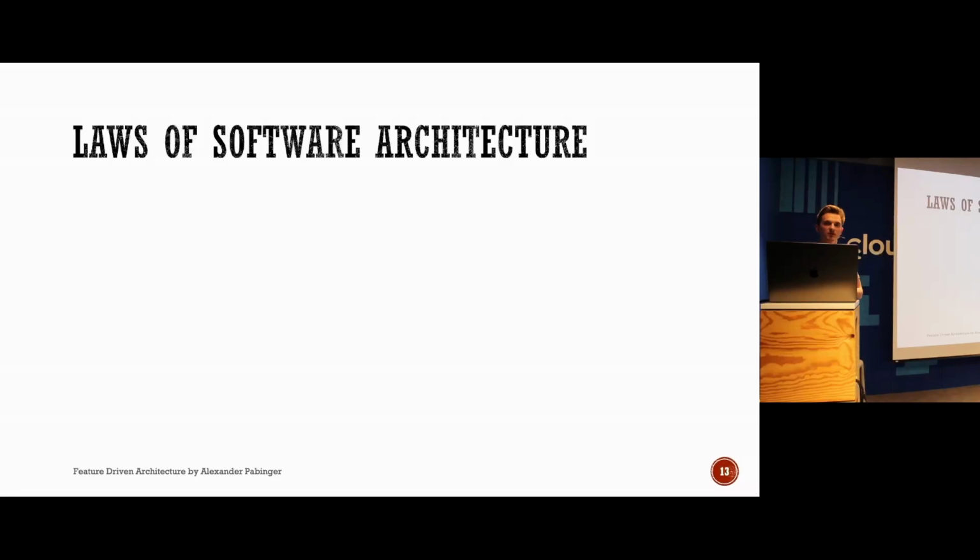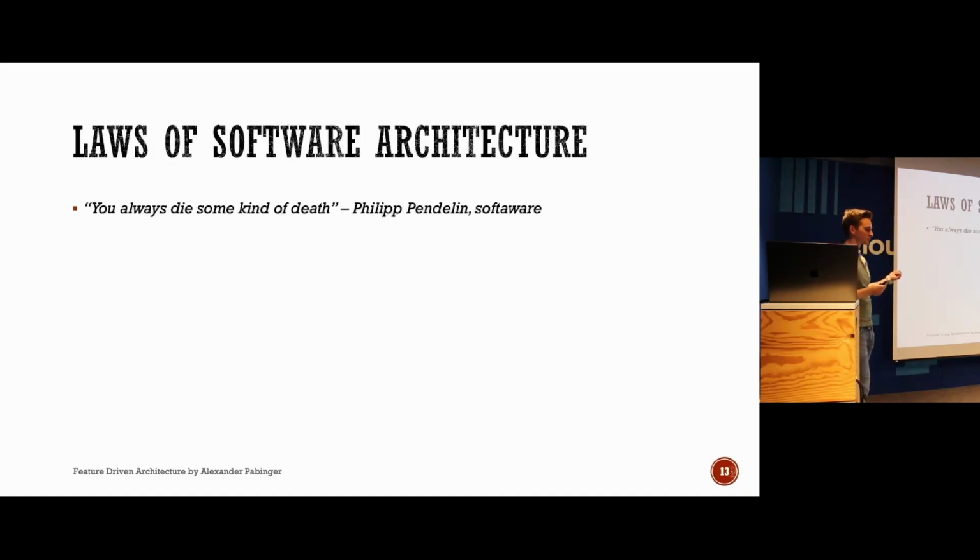There are also some laws of software architecture. The first one, I really love it, is from Philip Pendelin. Is anybody here from the software people? No? I really like the German quote: Irgendein Tod stirbt man immer. You always die some kind of death. And I really like to keep that in mind because that's so true. Another law, which is, in my opinion, the same: everything in software architecture is a trade-off.